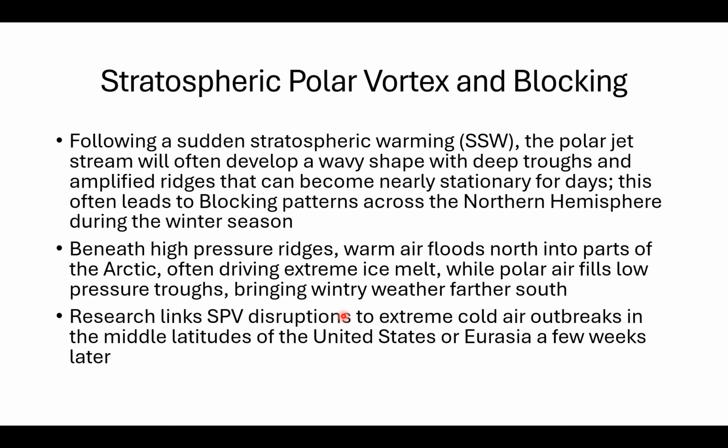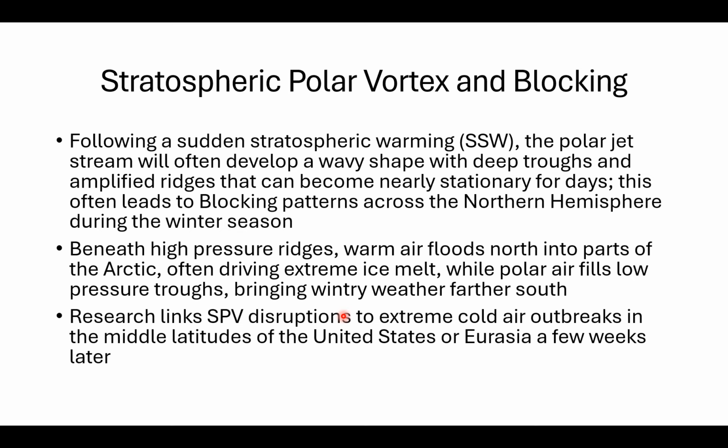All right, now let's talk about the stratospheric polar vortex and blocking. Usually, following a sudden stratospheric warming, the polar jet stream is going to often develop a wavy shape with deep troughs and amplified ridges that can become nearly stationary for days. This generally leads to more extreme weather patterns, blocking patterns, more extreme stuck-in-place type weather during the winter season.